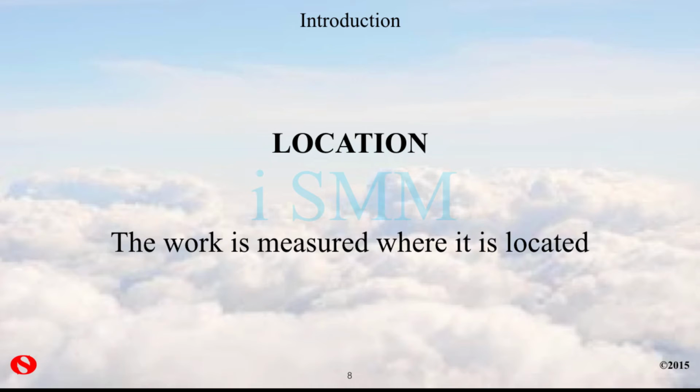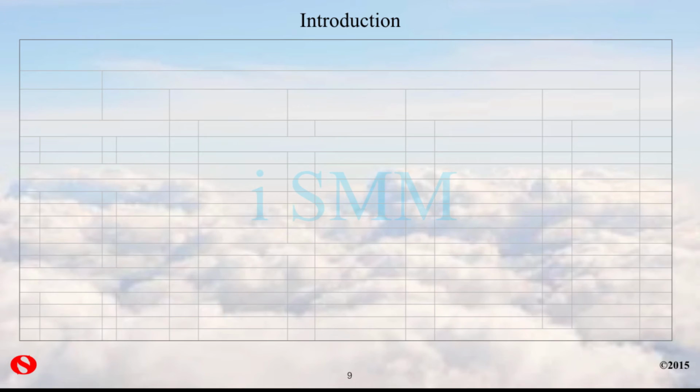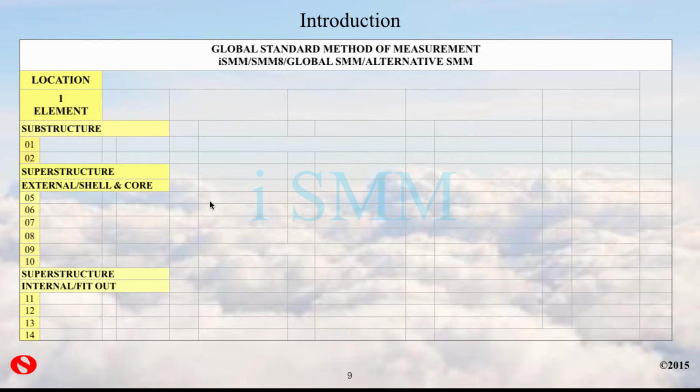The first innovation in this standard method really is that the work is measured where it's located. It's not a trade-based standard method, and this is what it looks like to start with. Here is the first section, the location, also called elemental, and here are the standard items that you would expect to see, and where the work is in the site works or the substructure or the frame or wherever it is, that is where it's measured. So concrete appears in the substructure, in the frames and in the upper floors, because that's where it's located.